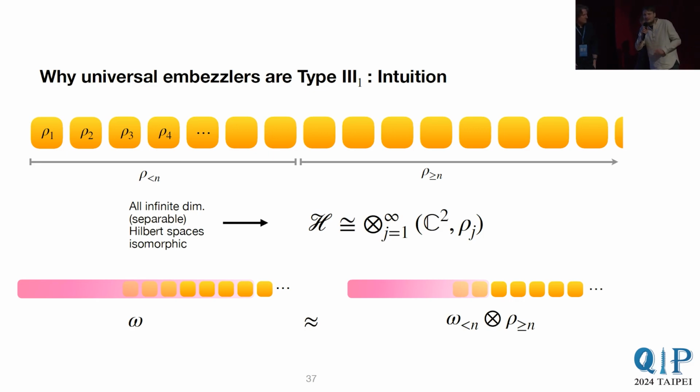Can I maybe add to that? Just a small comment. One thing we didn't show is that we also have a sort of superadditivity property here, like in capacities or so on. Namely, you can have two states which are non-embezzlers, and you tensor them, and now they are an embezzler.